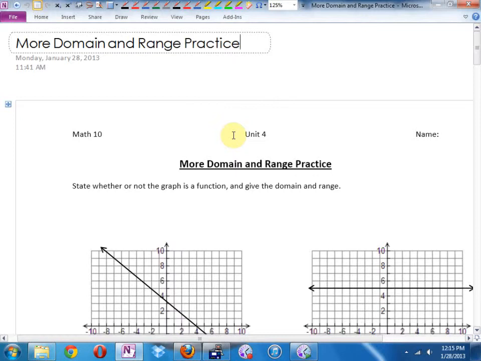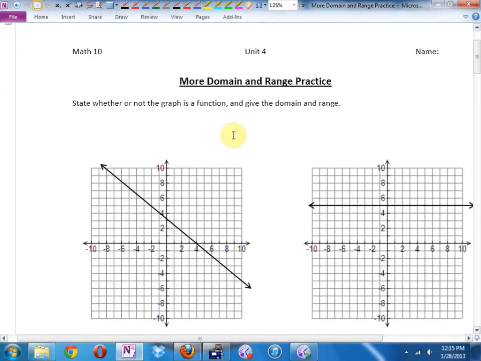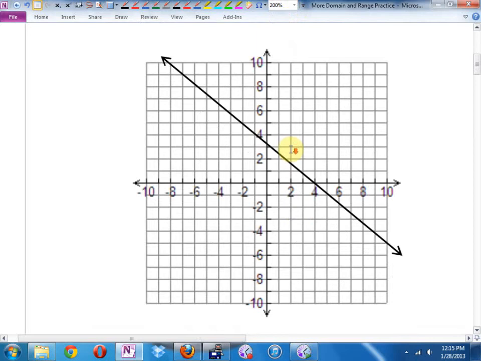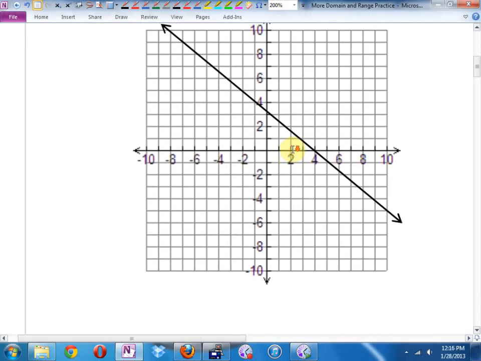I already noticed one thing that I forgot to do. I forgot to number these. We're going to go in order, so follow along. It says, state whether or not the graph is a function. How about we just put y for yes or n for no? You could write function or not function, but you may have picked up, Greg, I'm naturally looking for shortcuts and abbreviations. And then give the domain and range. Okay. First graph. And I can zoom in, I think, and fit it. Yes, I can. Function or not?